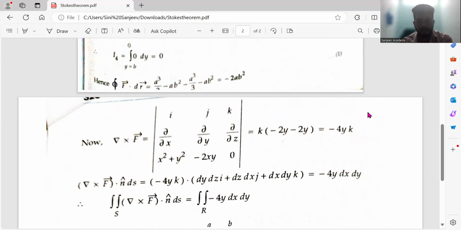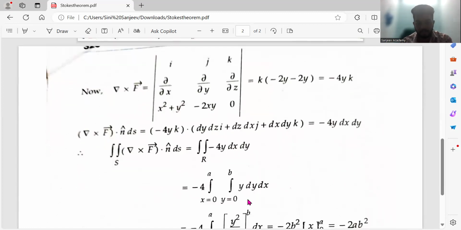Once you do this part, you will get one answer: minus 4y k. Now, this n cap is nothing but dy dz i cap, dz dx j cap, and I got here k. What is there in the k? dx dy. So instead of this n cap dS, I'll put dx dy.